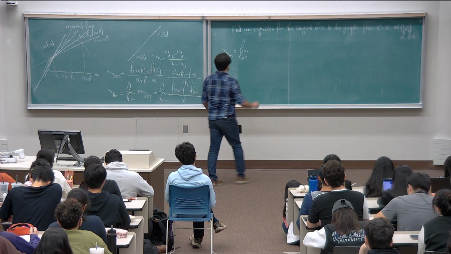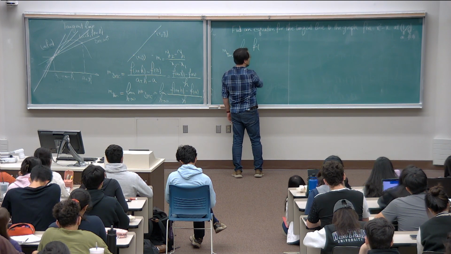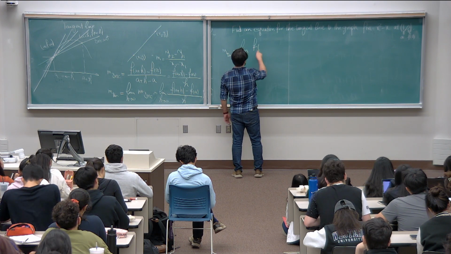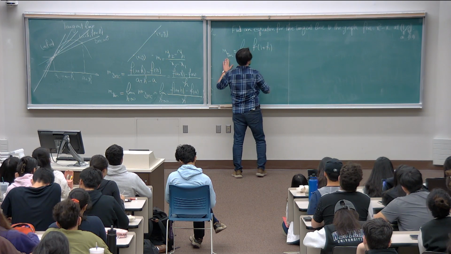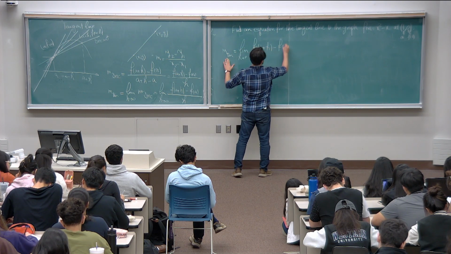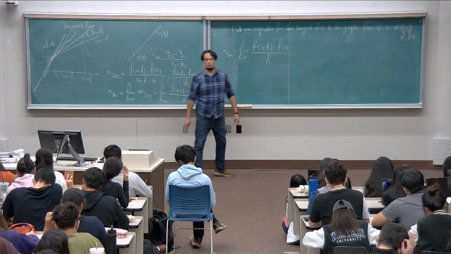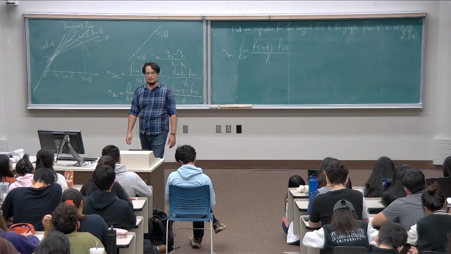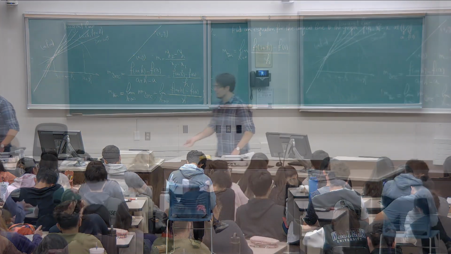What was the secant line? Sorry, the slope of the secant line. F at 1 plus h minus f at 1, divided by h, as h goes to 0. That is the definition, basically, yes?